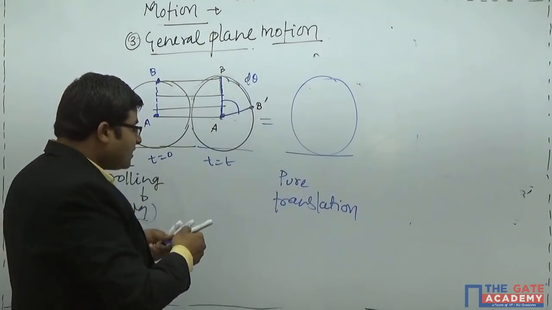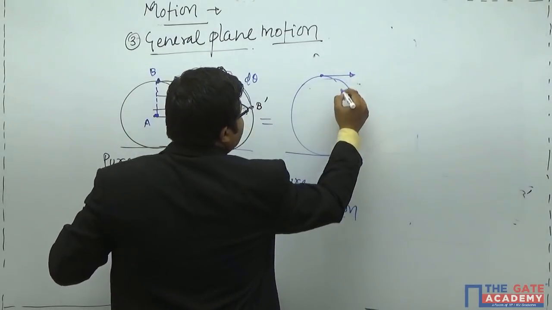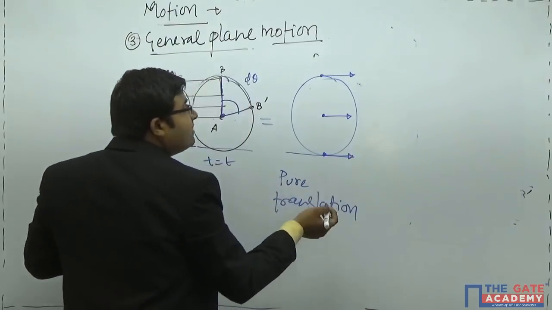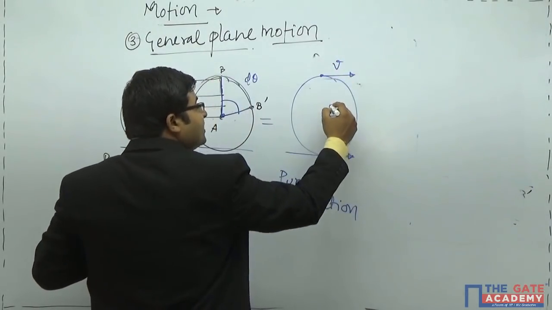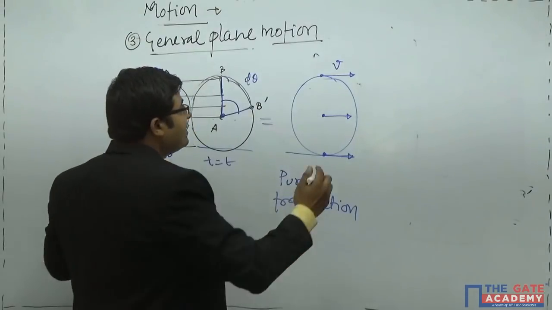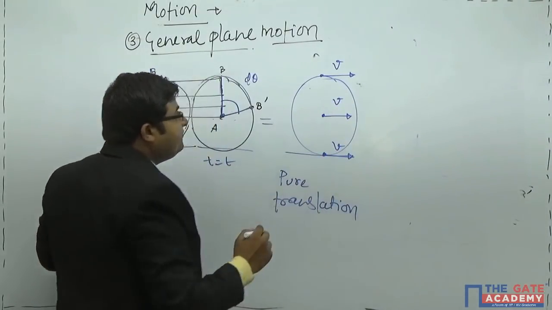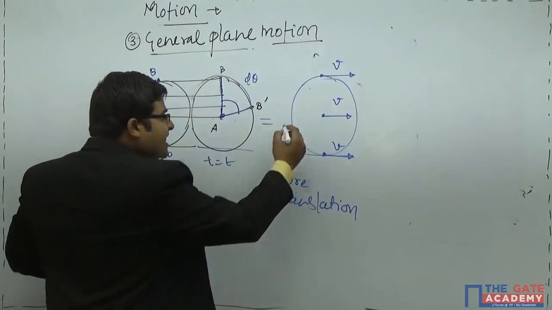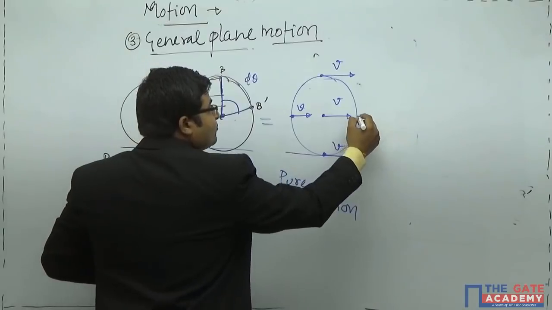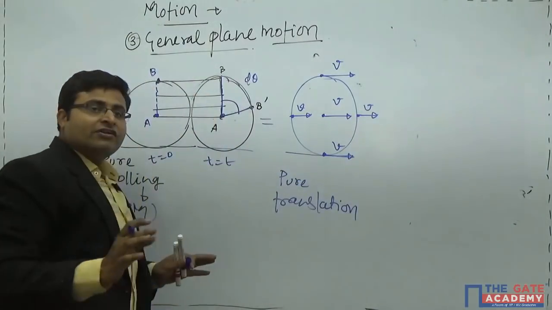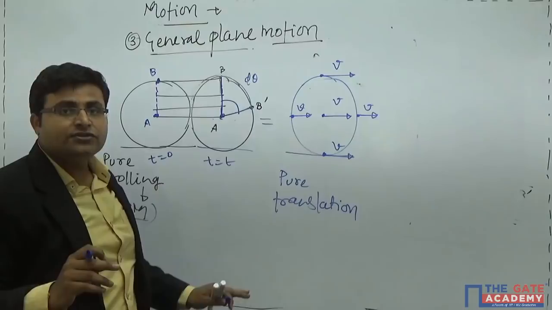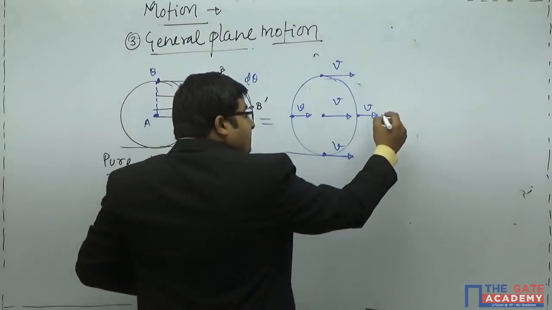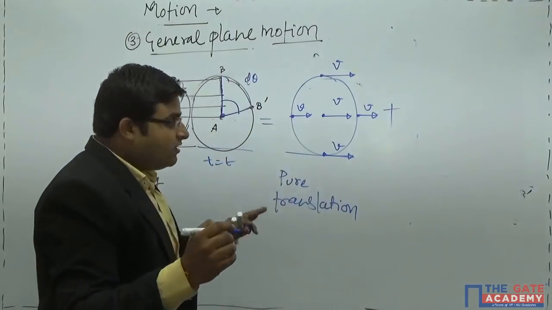What lines? The velocity. Direction of velocity at this point, direction of velocity at this point, as well as the magnitude of velocity. Units are obviously meter per second. I am taking SI units. V, and V. These are the velocities at different points. You can take any point. This point is also V. This point is also V. Every point you will get the same velocity, and these lines are parallel to each other as it is the motion. Pure translation.